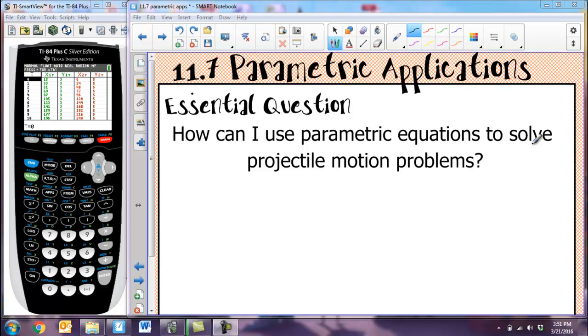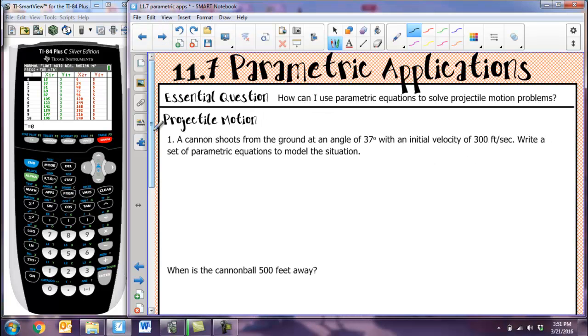Hey guys, today we're going to talk about those word problems that involve parametric equations. Most of the time you're going to see these with projectile motion type problems, where you're shooting an object and gravity is causing it to fall back to the ground. So we're going to start with a problem about a cannon.